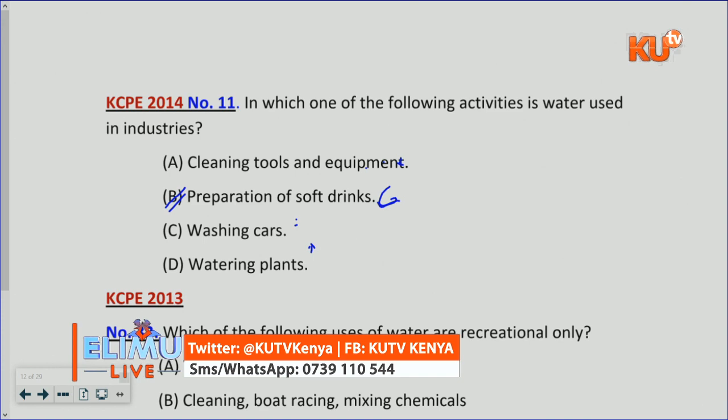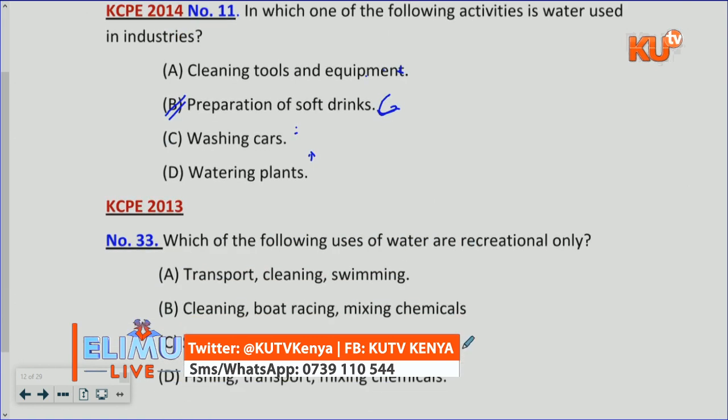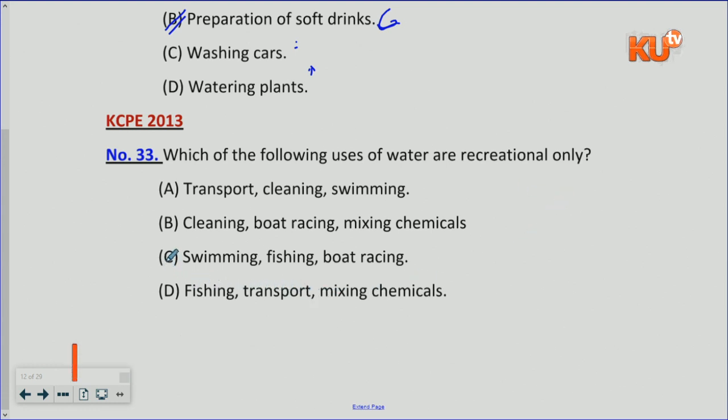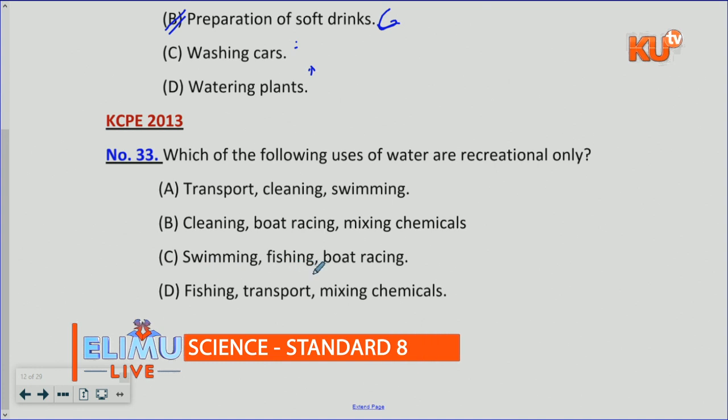Now, because of time, in 2013, they asked a question about the uses of water for recreational, and this one we are supposed to use elimination method. We have got transport, we have got cleaning, swimming. Which of the following uses of water are recreational only? I believe the answer was choice cut. Swimming, fishing, boat racing.